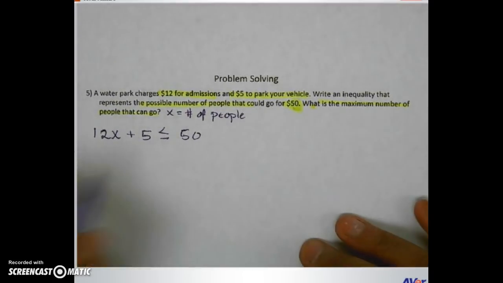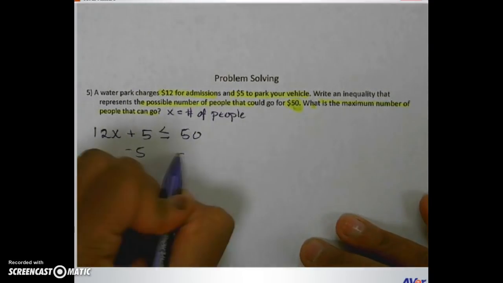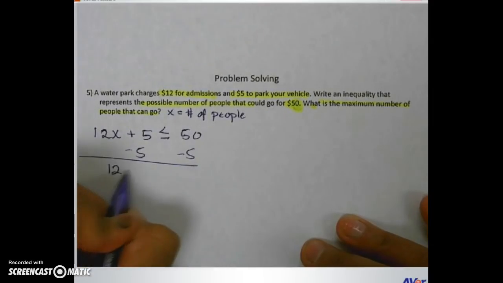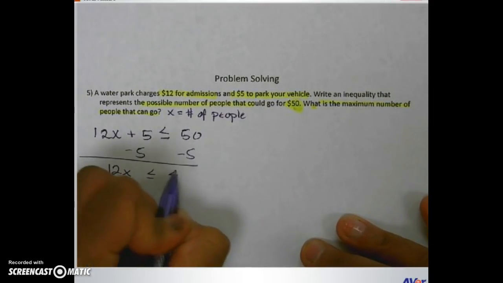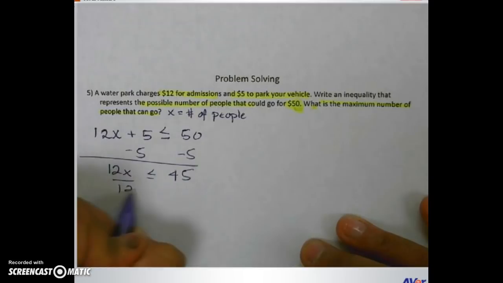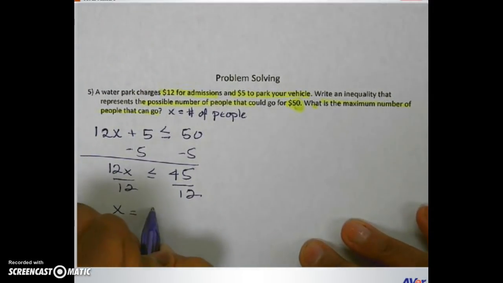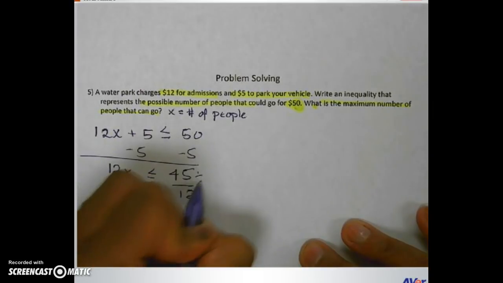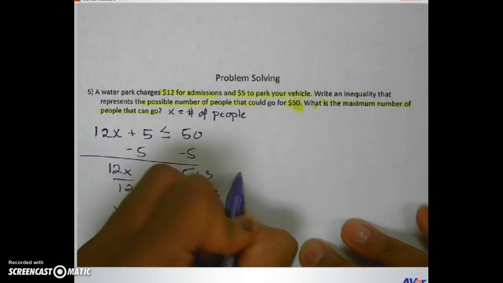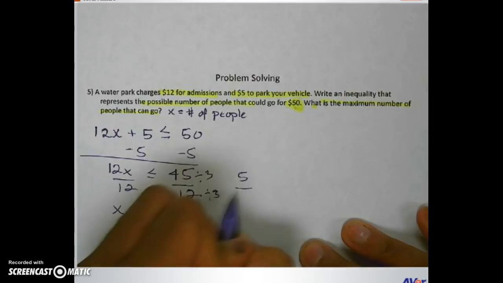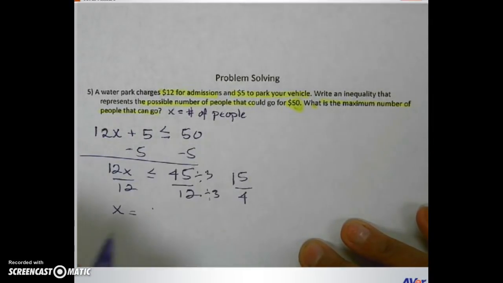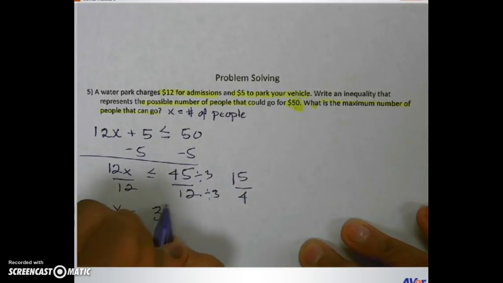So then we solve this. I think you can. This is my inequality. And if you press pause, you can do this, or you can join me. x is less than or equal to 45 divided by 12. Well, that's a bummer. This does not go in evenly. If I reduce it, divide by 3, I have 5 over 4, also known as 15 over 4. So this is about 3 3/4.